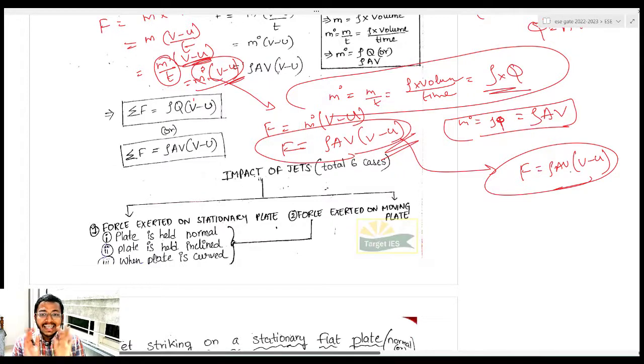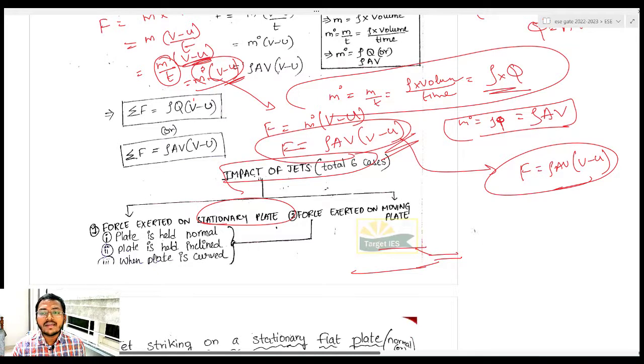So totally there are 6 cases which we are going to study in this chapter. The first 3 cases are on a stationary plate. What is the force being exerted when water is going and hitting a stationary plate? The stationary plate can be held normal. For example, let us say this is the water which is coming.